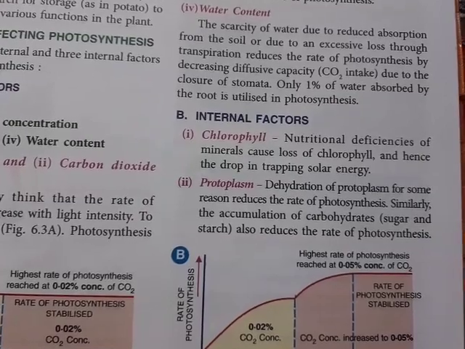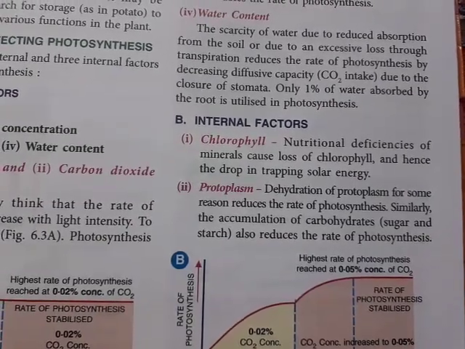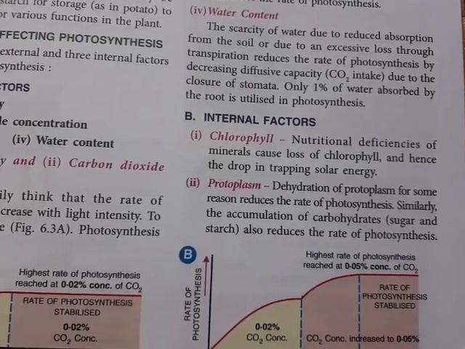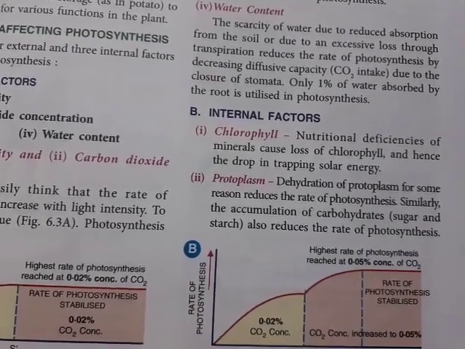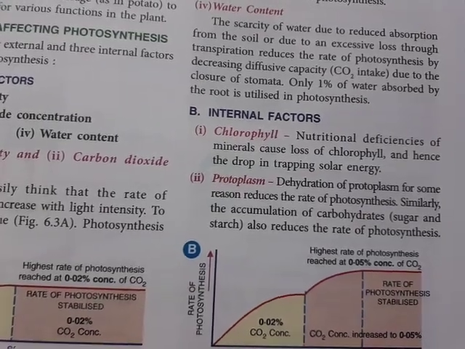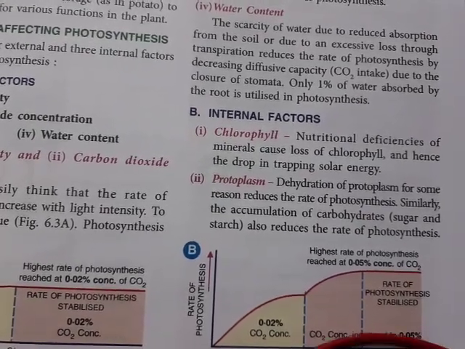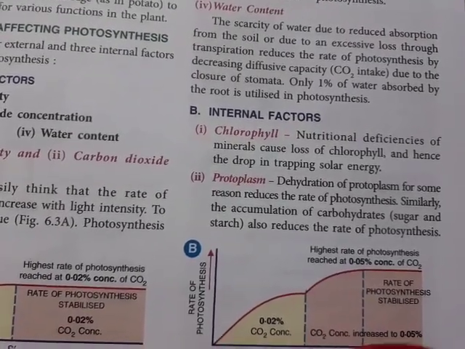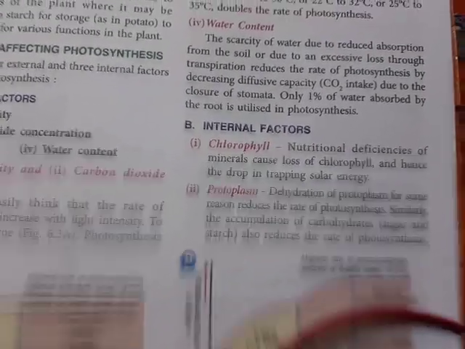Why dehydration? Again the same thing, loss of water. Right. Similarly, accumulation of carbohydrate like sugars reduces the rate of photosynthesis. So if in the protoplasm there is not enough water, what is dehydration? Loss of water itself. So if it's not there, again photosynthesis is reduced, and if more and more sugar concentration is there, again the rate of photosynthesis is reduced. Okay, then the third point, we will be seeing now.